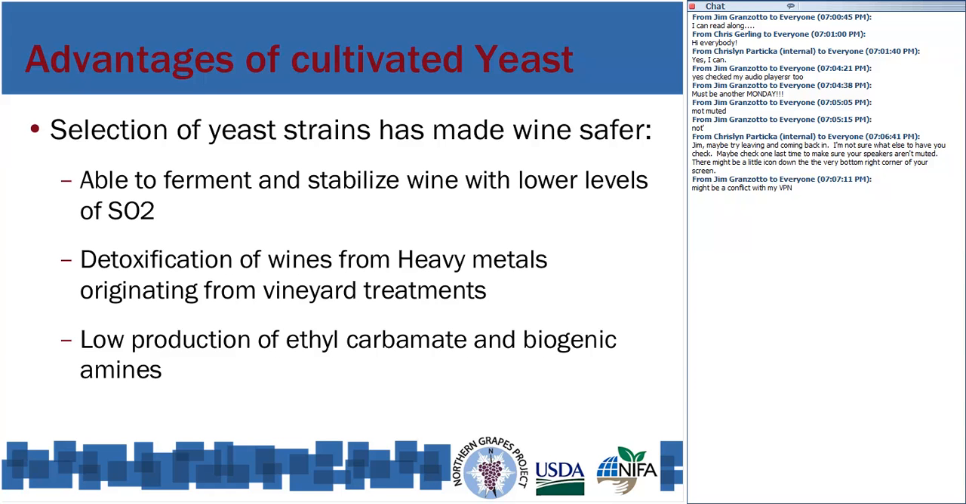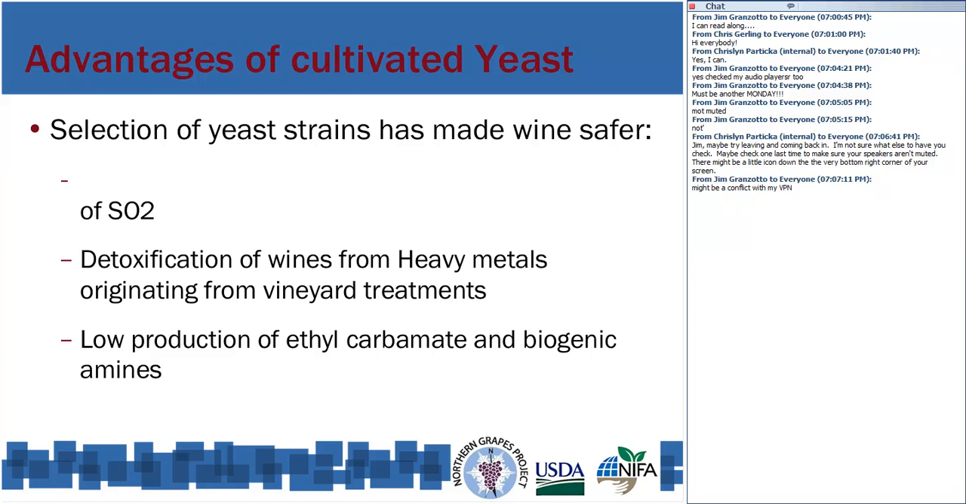Yeast, especially the yeast lees, can remove certain heavy metals and some of the carcinogens that we talked about before. And also the cultivated yeast, we know that they're lower producers of ethyl carbamate, which is a carcinogen as well, and the biogenic amines like histamine.